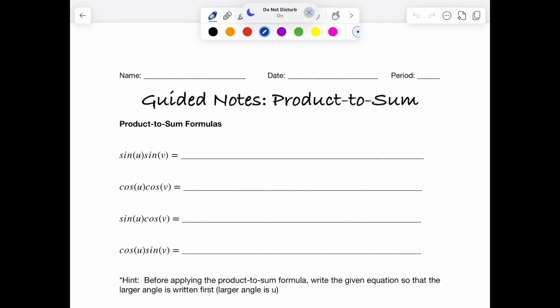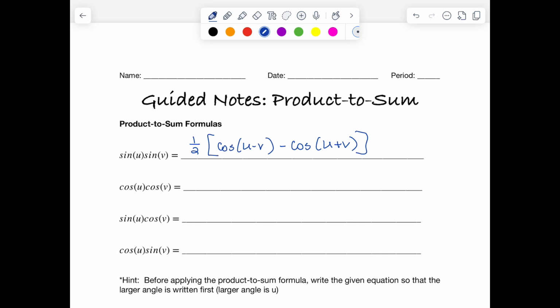In today's video, we're going to learn about the product to sum and sum to product formulas. So the product to sum is when you want to take a product of two trig functions and write it as a sum of some trig functions. So for example, if I want to take the sine of u times the sine of v, I would use the formula that is equal to 1/2 times the cosine of the angle u minus angle v minus the cosine of angle u plus angle v.